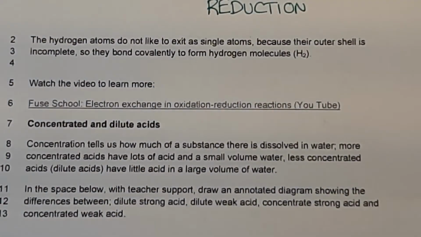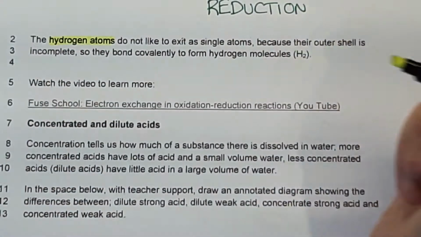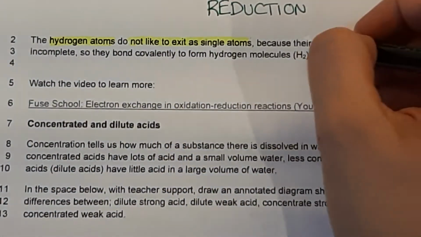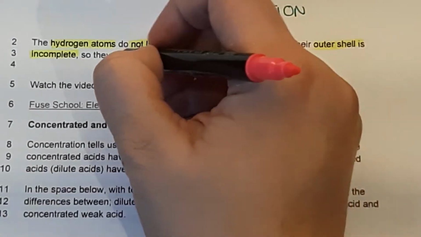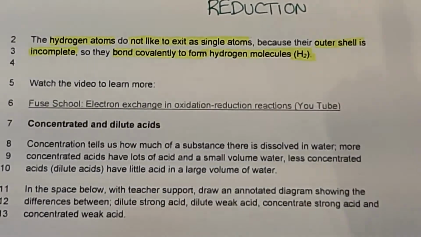So hydrogen atoms do not like to exist as single atoms because their outer shell is incomplete. Hydrogen atoms only have 1 electron in their outer shell, so they don't like to exist as single atoms. So they bond covalently to each other to form hydrogen molecules, H2. I'm going to write a little note about that.